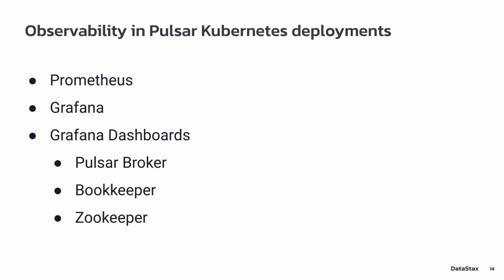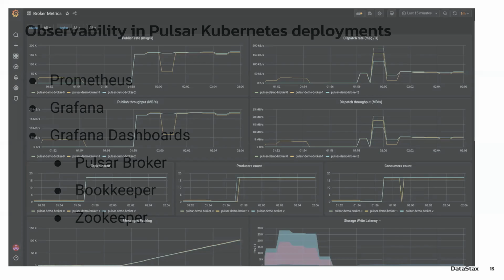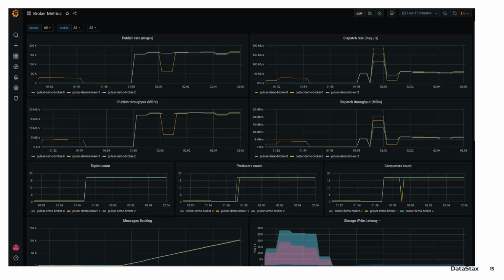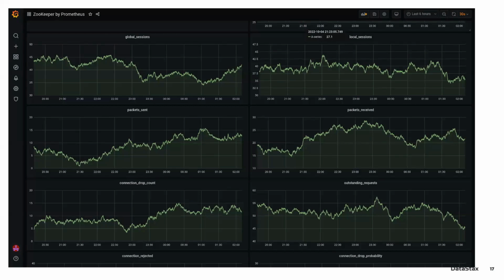In this presentation, I'm not going into details of these dashboards, but just displaying at a high level what they look like. So this is a screenshot of a broker metrics dashboard. There are multiple dashboards for the broker, and this is only one example of this. Then there are dashboards for bookies, and also for Zookeeper.